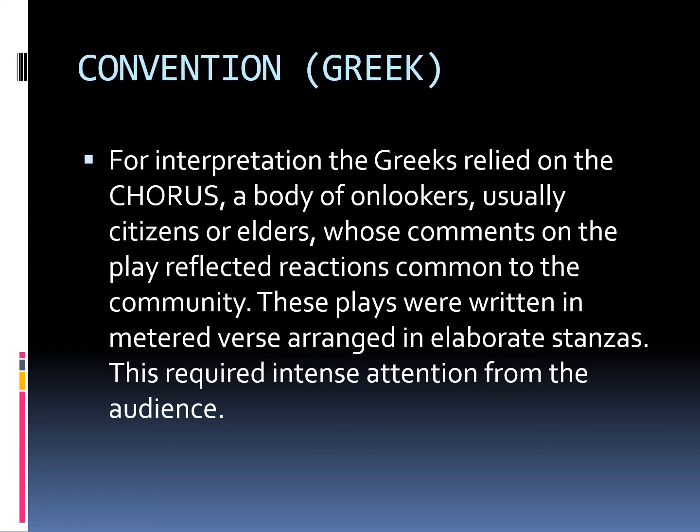For interpretation, the Greeks relied on the chorus, a body of onlookers, usually citizens or elders, whose comments on the play reflected reactions common to the community. These plays were written in metered verse, arranged in elaborate stanzas. This required intense attention from the audience.